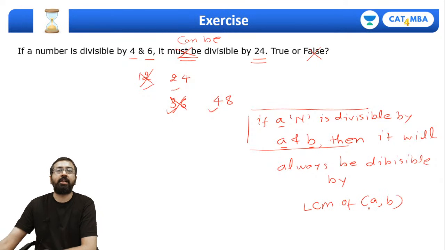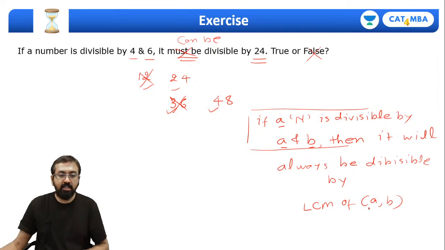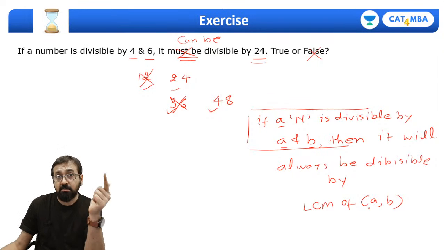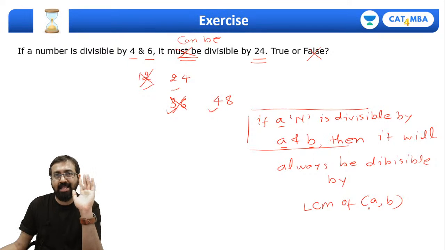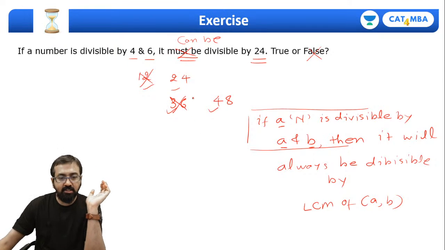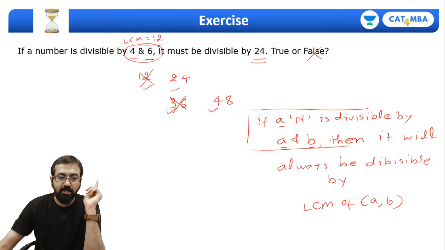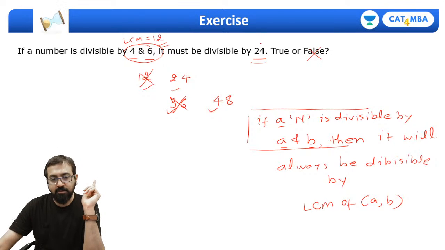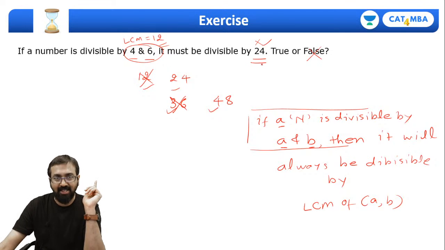Yes, this is the point. Please write down this thing. If a number is divisible by a and b, then that number will always be divisible by LCM of a and b. See here, this number is divisible by 4 and 6. What is the LCM of 4 and 6? LCM is 12. The lowest common multiple is 12. So that means that number will always be divisible by 12. But whether it will be divisible by 24 or not, we can't say. Correct? So this is the point that you need to note down.